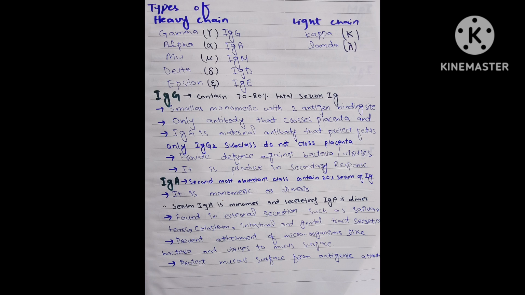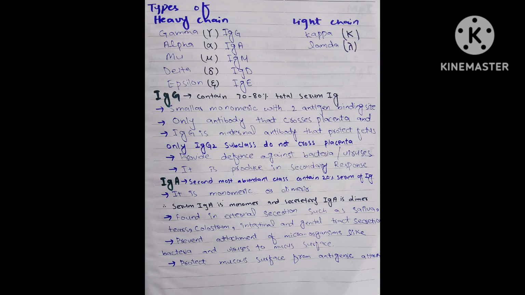IgG is also known as gamma globulin and makes up 70 to 80% of total serum immunoglobulins. IgG is a smaller monomer with 2 antigen binding sites. IgG is the only antibody that crosses the placenta of the mother. It is the maternal antibody that protects the fetus during pregnancy. Only the IgG2 subclass does not cross the placenta. IgG provides defense against bacterial and viral infections, and it is produced in a secondary immune response.